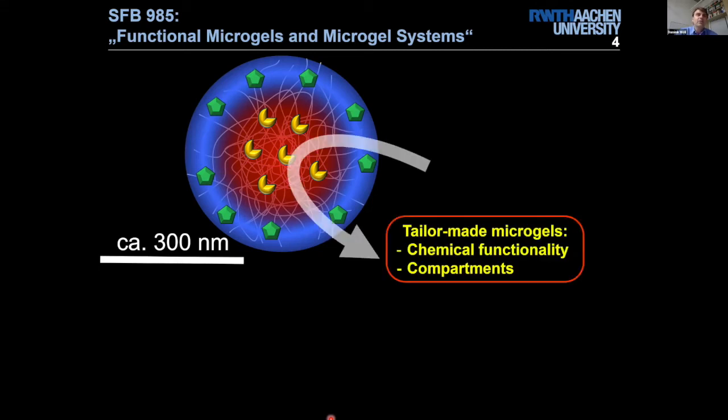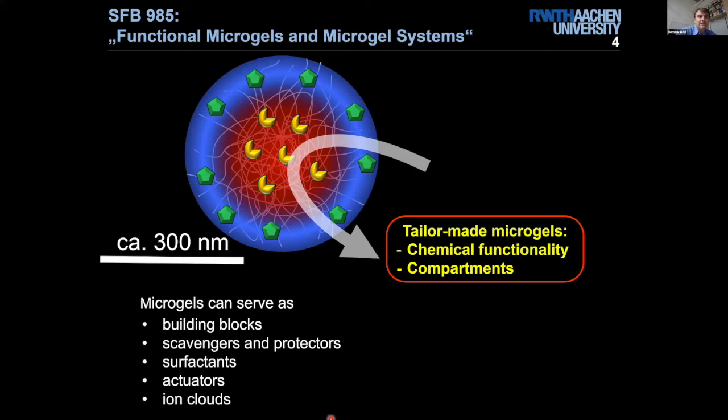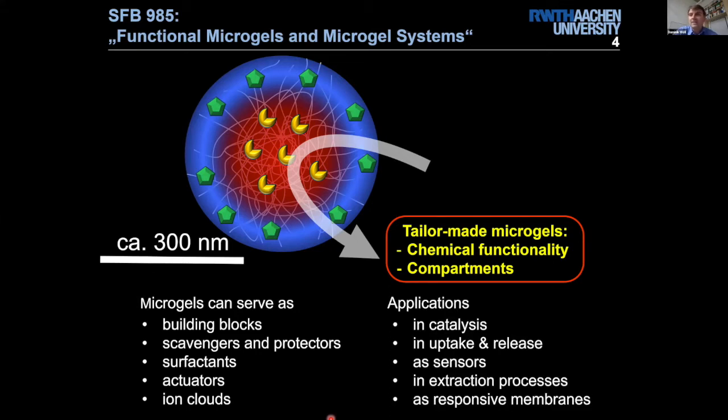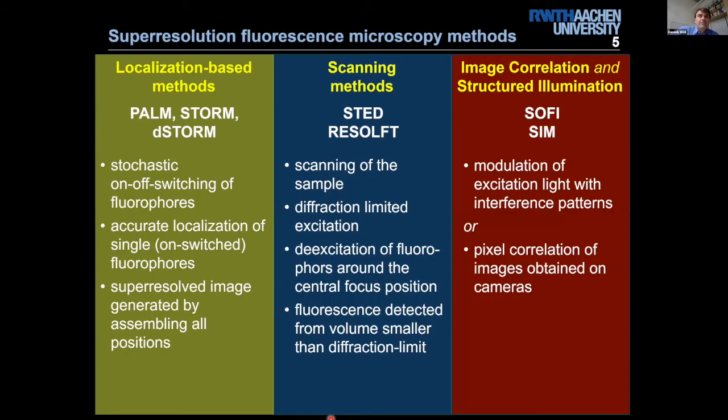This is only one of the possibilities. In general, we can use microgels as building blocks, scavengers and protectors, surfactants, actuators, and ion clouds. The applications of all these properties are in catalysis, uptake and release, so drug delivery, as sensors, in extraction processes, and, for example, as responsive membranes. There are plenty of applications for these microgels, but of course the applications depend on how well we know these systems, and this is why we want to look into them in detail. As I told you, super resolution fluorescence microscopy is a very good tool to investigate them.